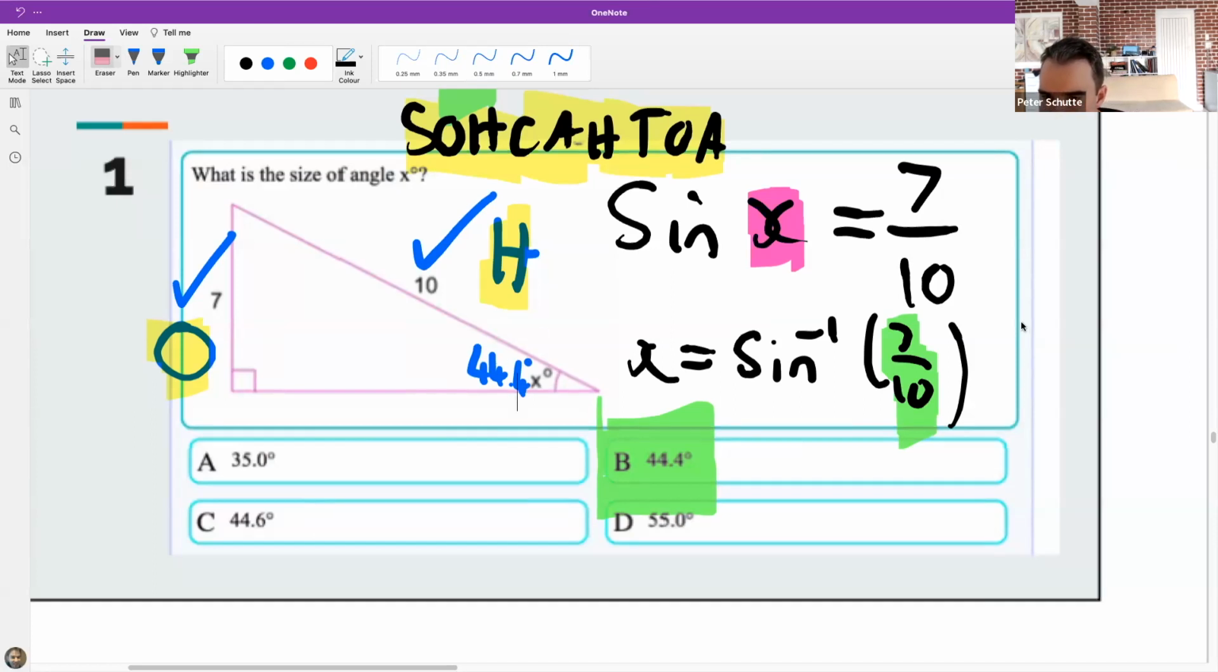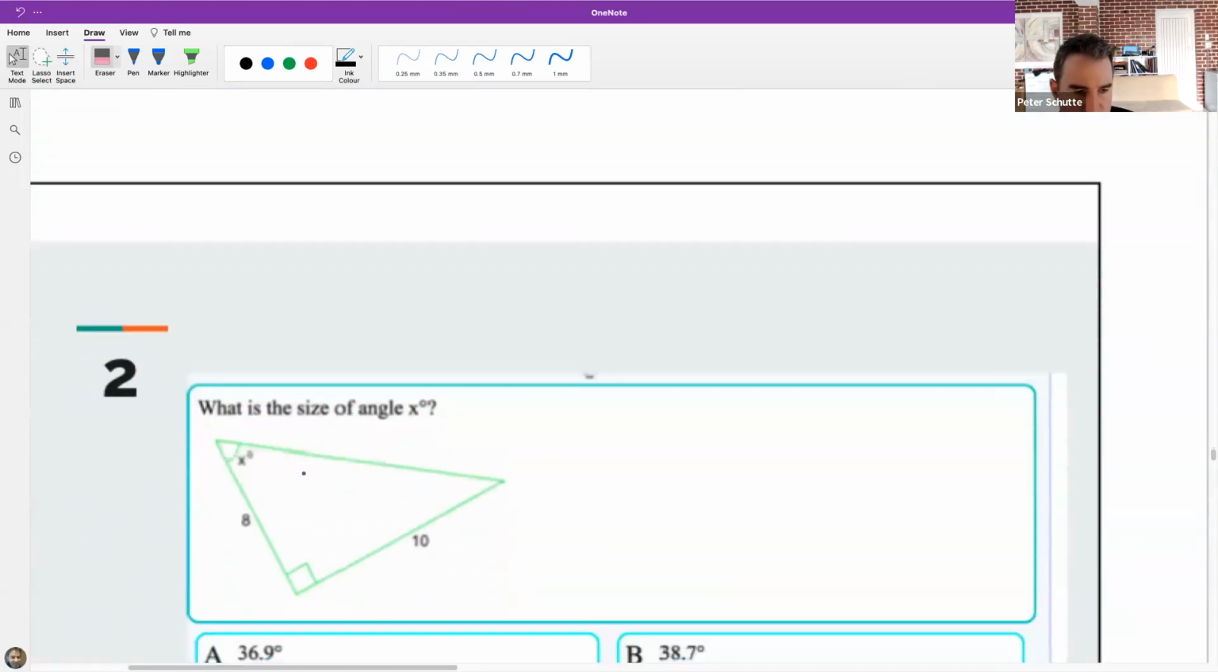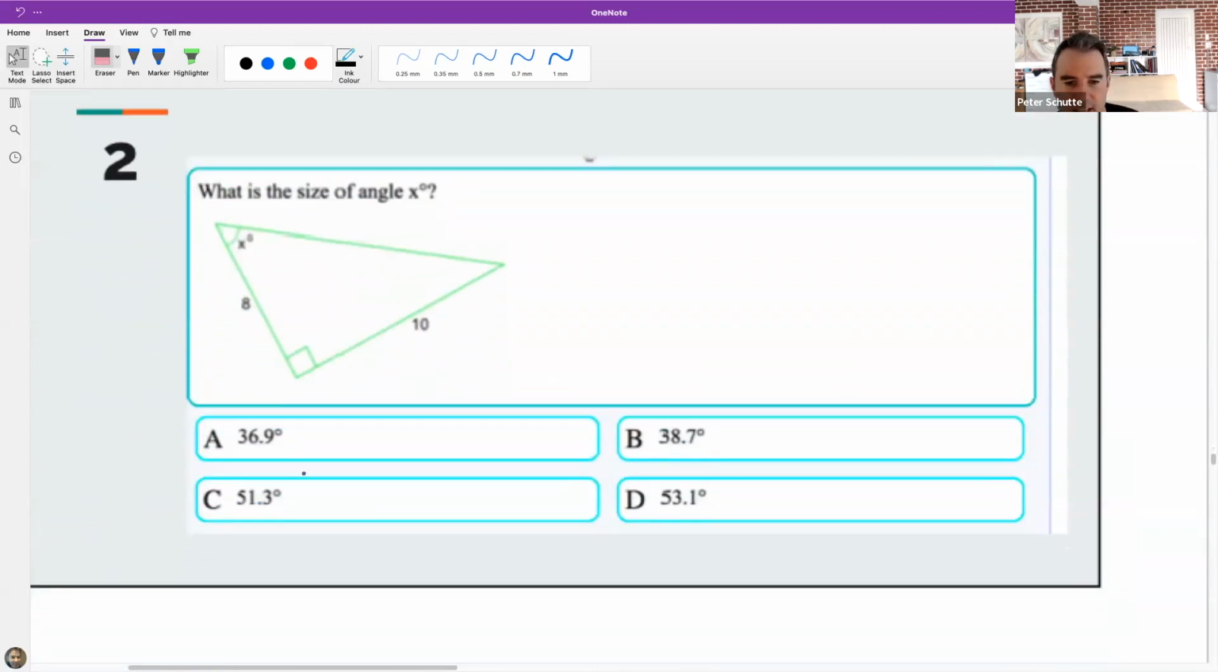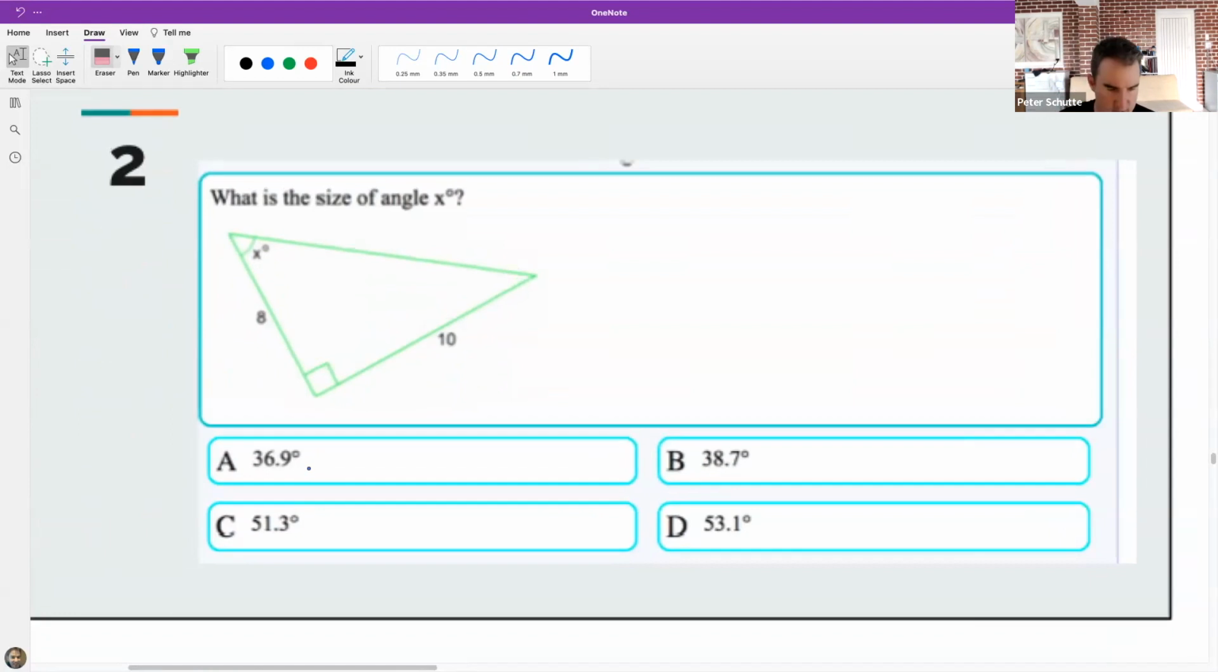I love what I'm seeing in the chat. Looks like everyone's on board. Let's do another one, just to practice our newfound skills. What is the size of angle X in this particular thing? And I know the printing is a little bit funny, but there's an X up here. What is the size of angle X? Is it going to be A, B, C, or D?